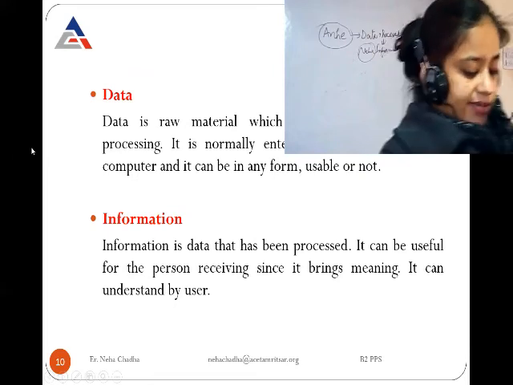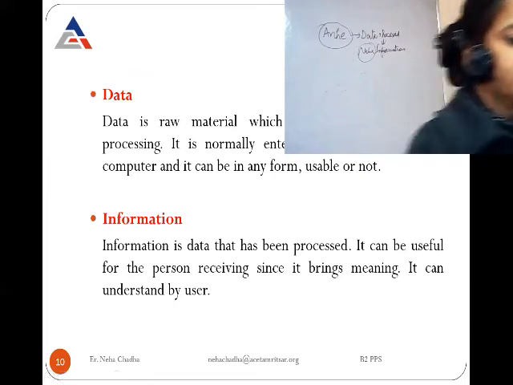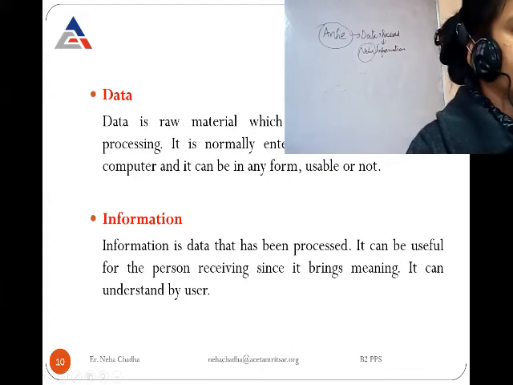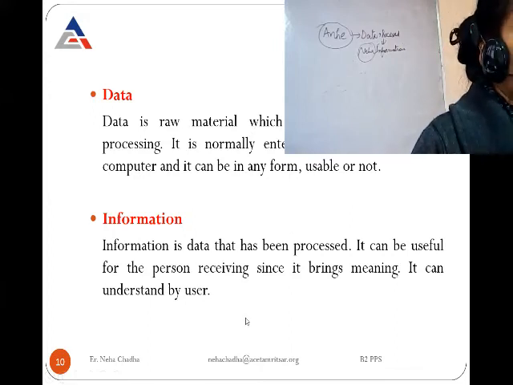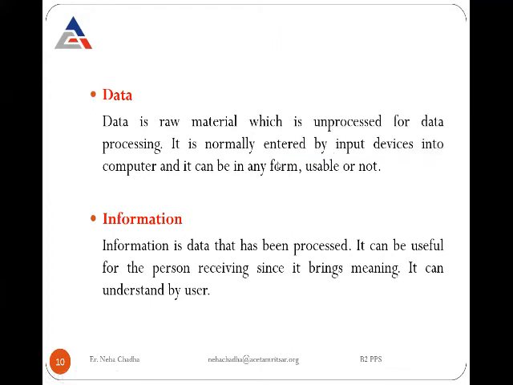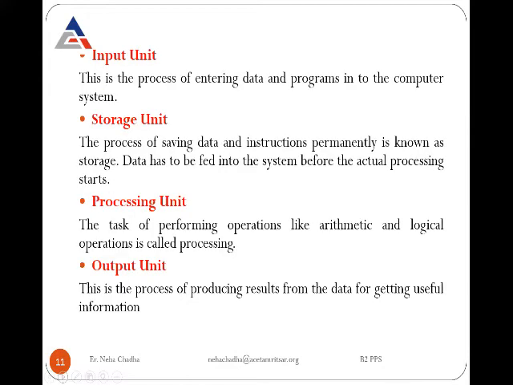This is the detail that I have given you in the lecture: data is the raw material which is unprocessed for data processing. It is normally entered by input devices into the computer, and it can be in any form, either usable or not. Information is data that has been processed. It is useful for the person receiving it since it brings meaning and can be understood by the user. Meaningful data is information, and raw material is your data.